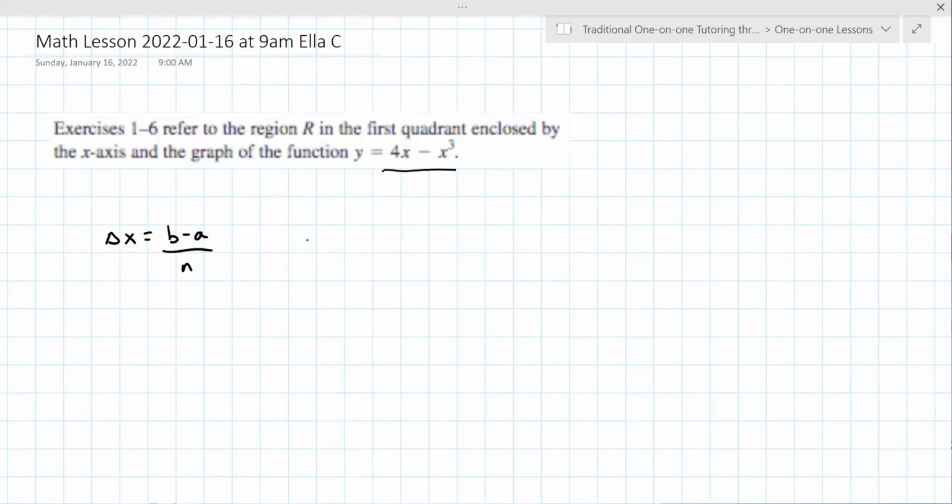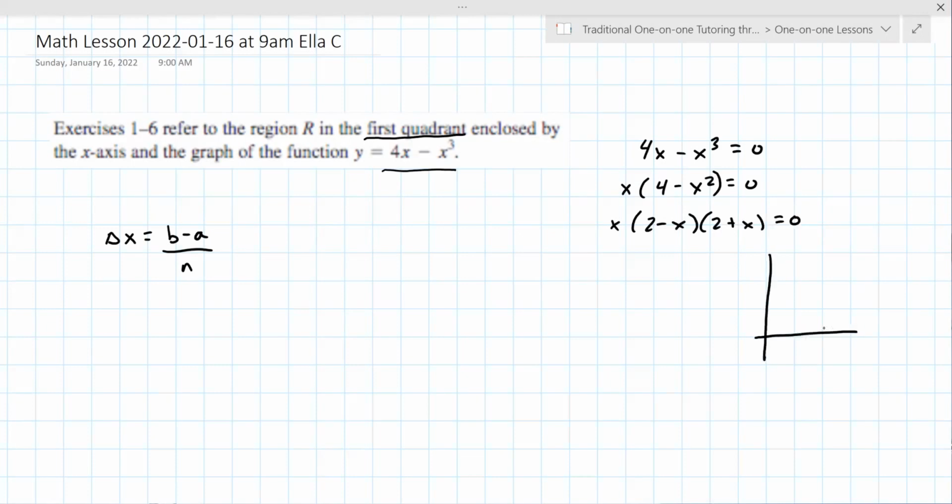So they say it's the region enclosed in the first quadrant. So you have to actually determine that, which is a bit more difficult. So you just set 4x minus x cubed equal to 0, factor out an x, 4 minus x squared equals 0, x(2 minus x)(2 plus x) equals 0. So you find that it's from 0 to 2. We don't know what happened, but it does something from 0 to 2. And then it actually does come back up, but you don't care about that, because normally you're given A and B. But in this case, no, you're not.